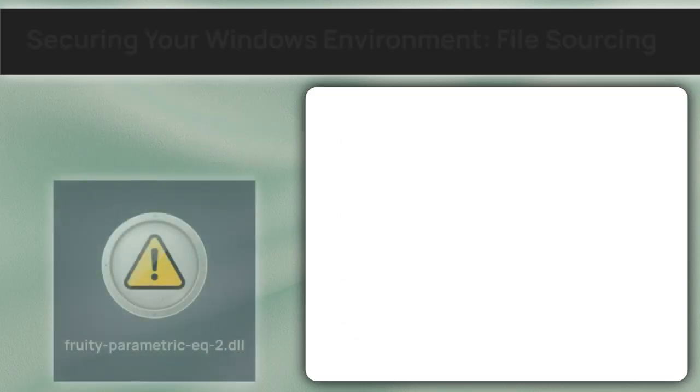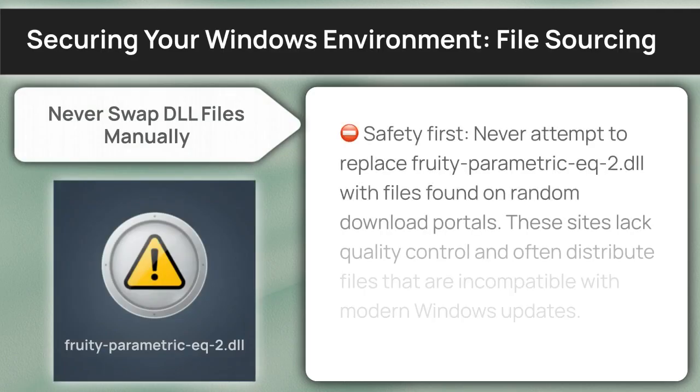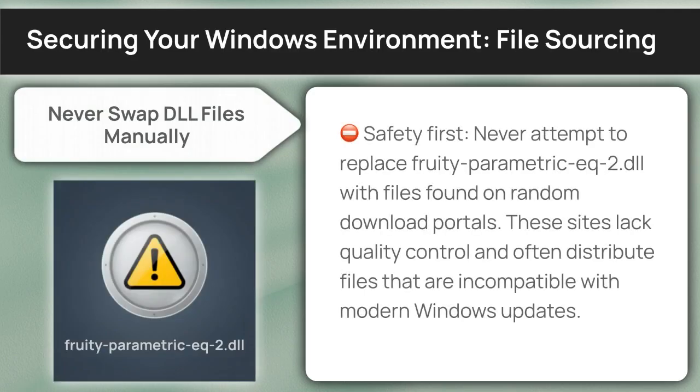To prevent any secondary issues, I recommend a cautious approach to downloading individual system files. Don't let a small error become a total system rebuild by trying to force install fruity-parametric-eq-2 module DLL into directories where it doesn't belong.